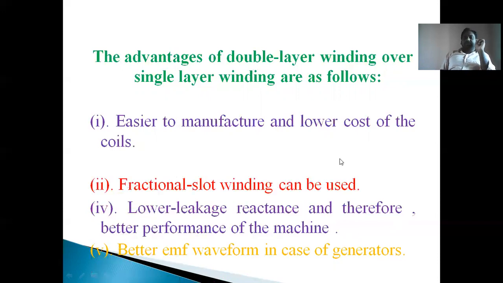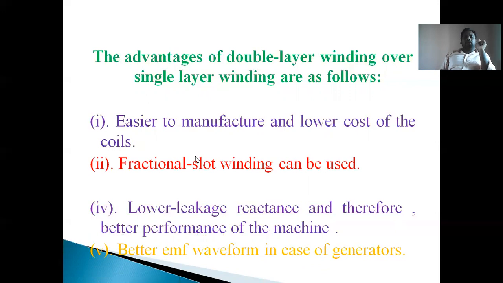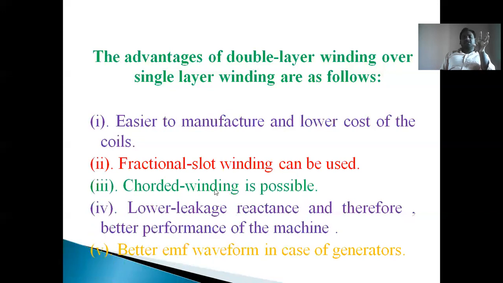And one more thing is that due to double layer winding, there is a possibility to arrange a fractional slot winding and at the same time chorded winding, C-H-O-R-D-E-D, chorded winding. With single layer winding, we are unable to arrange this fractional slot winding and chorded winding. What are these fractional slot winding and chorded winding? Coming concept we will see.